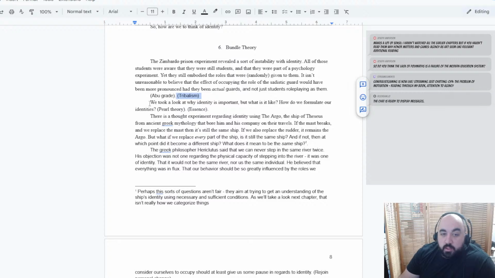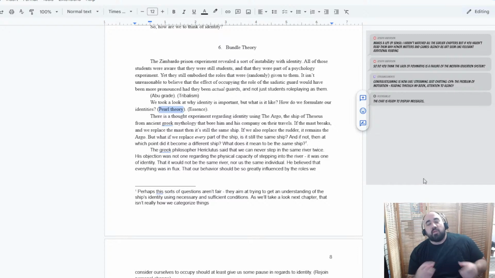We took a look at why identity is important, but what is it like? How do we formulate our identities? And so there's a Pearl theory of identity, which states that at the heart of you, you have an individual essence that is immutable and characteristically and necessarily you, and that's kind of like the pearl of your existence or your identity, and that's fundamentally you.